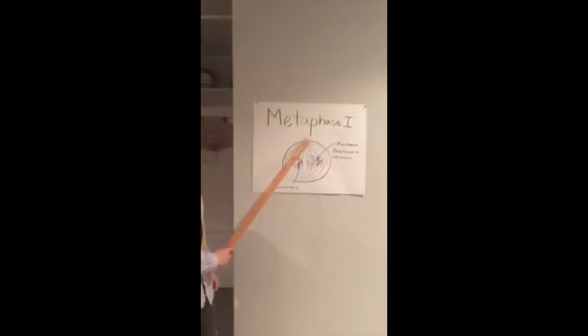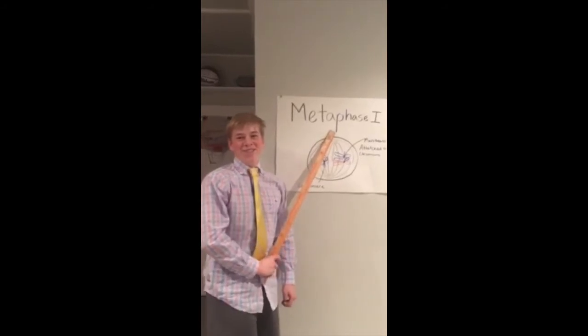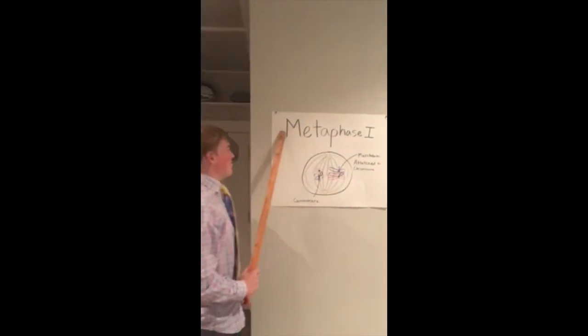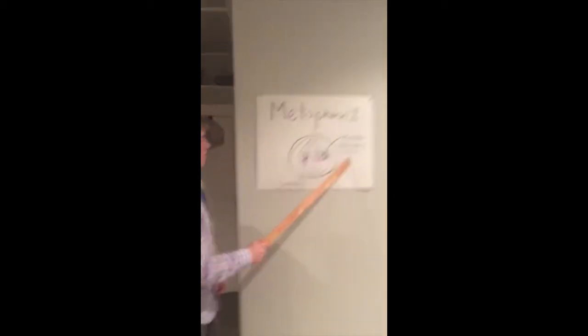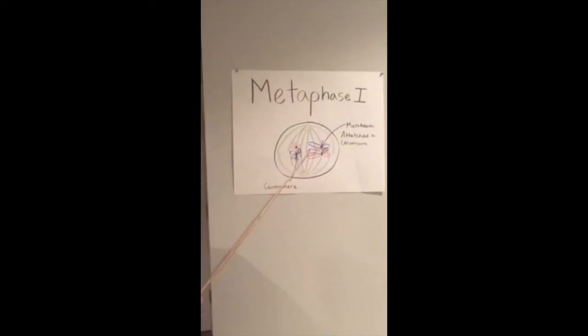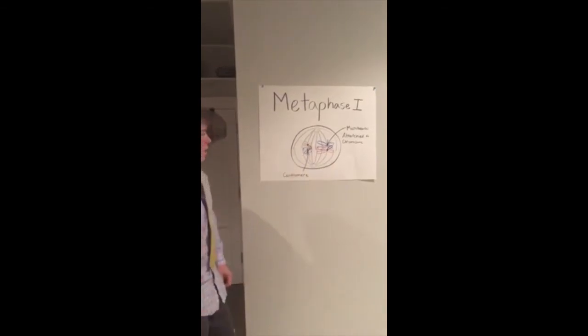Professor Owens, so you're talking about the second step of meiosis, which is metaphase 1. During metaphase 1, the microtubules become attached to the chromosome, and this point is called the centromere.